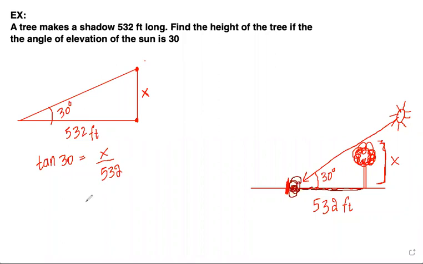So I know the sine of 30. The sine of 30 is 1/2. We don't have to memorize the tan, so you can use that the tan of 30 is the same as sine of 30 over cosine of 30. So the sine of 30 is 1/2, and the cosine of 30 is the square root of 3 over 2. So the tan of 30 is 1 over square root of 3. So this is 1 over square root of 3 equal x over 532. Now, how can I find the value for x?